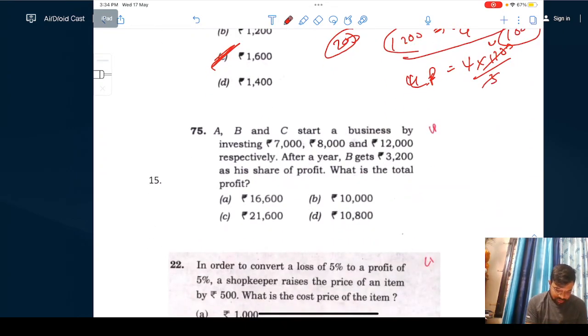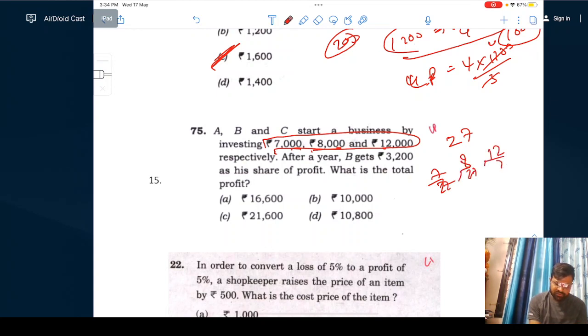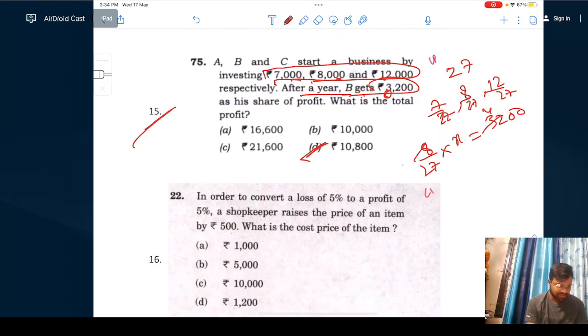Again, based on the same things. This was the question that we did in the test also. Here you have to find the ratio. The sum of all these is 27: 12 plus 8 plus 7, 27. So the ratio fractions will become 7 by 27, 8 by 27, and 12 by 27. Now after a year, B gets 3,200. This is 8 by 27 of the total profit. Total profit, let's say X, so 4 into 27 is 10,800. Okay, this is an easy question.